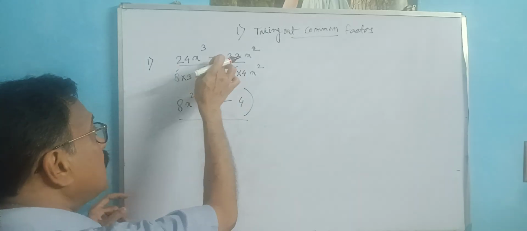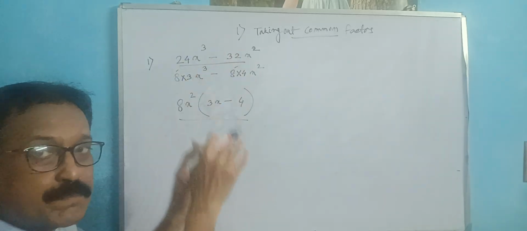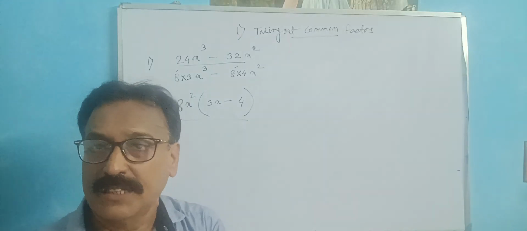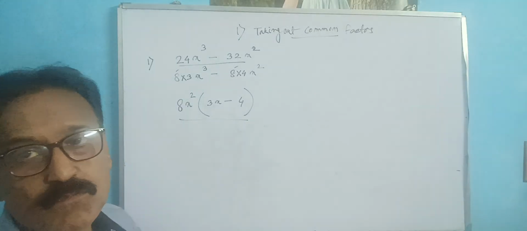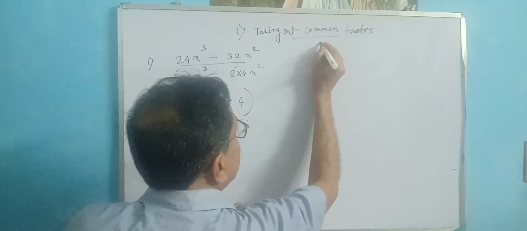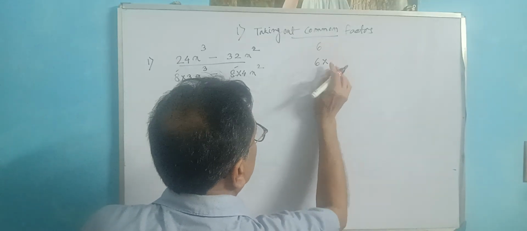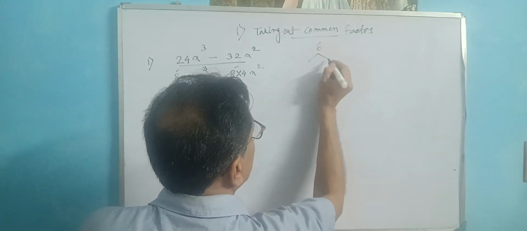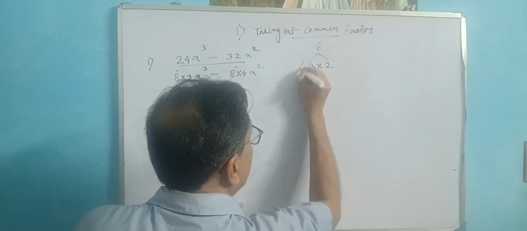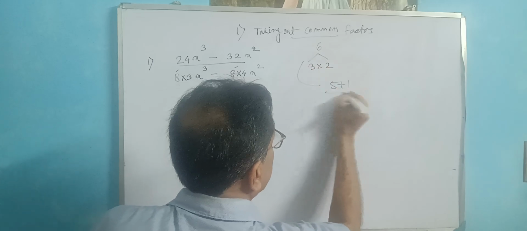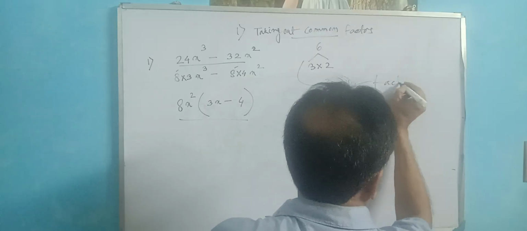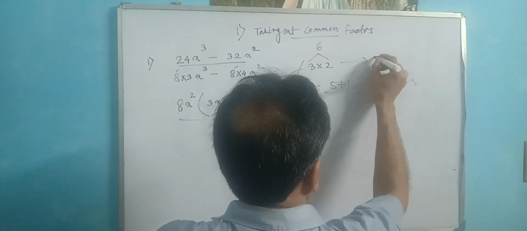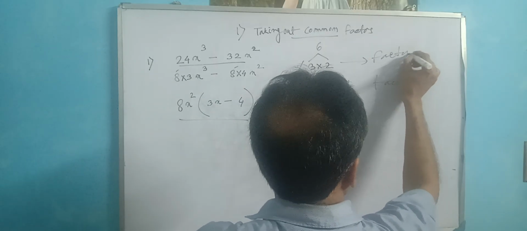Factorization means you just convert this algebraic expression into the multiple relation. Clear? That means 6, you always write in this way, 3 into 2, not 5 plus 1, which is not the factor, but this is the factor. This is the very important thing.